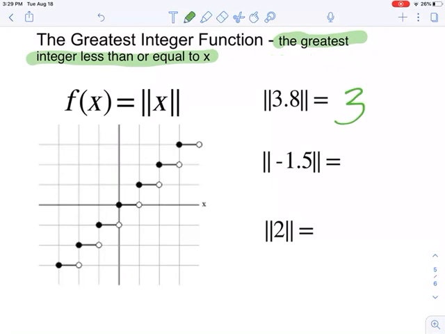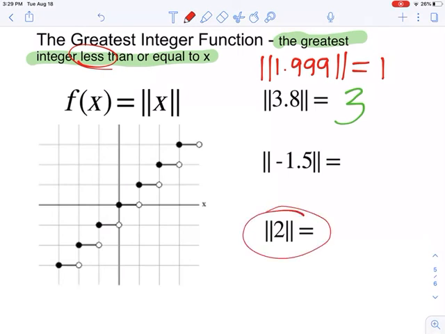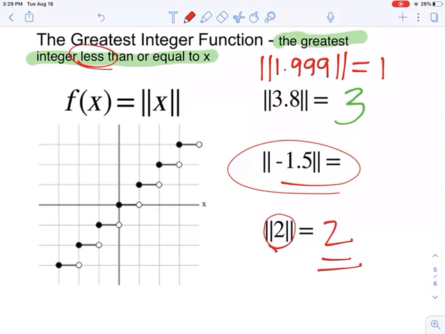If I asked you for the greatest integer for 1.9999, you would tell me 1, because it's the greatest integer less than or equal to x. But let's come down here to this example at the bottom. The greatest integer less than or equal to 2 would just be itself, 2. So if it's an integer, you get to keep it. But if it's not an integer, you need to round down.